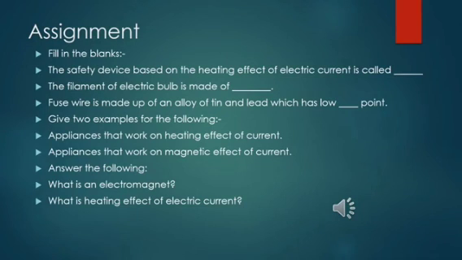Now give 2 examples for the following. Appliances that work on heating effect of current. Appliances that work on magnetic effect of current. Answer the following. What is an electromagnet? What is heating effect of electric current? Now, hope you will be able to write the answers for this.